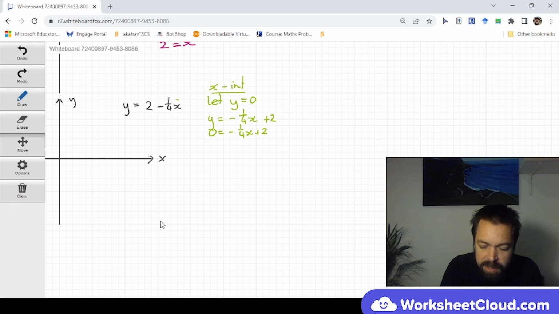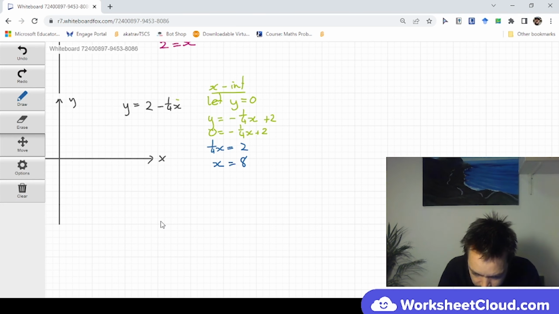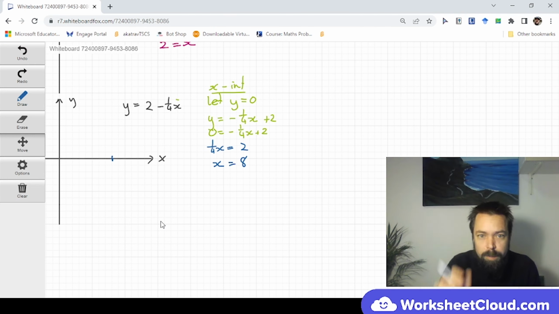I'm going to shift my x over to the other side because it's already a minus and I need it to be a plus. So when I shift it across, it becomes a quarter x equals 2. I need to multiply this by 4 to get it to be a whole x. So x, and if I do it to the left, I do it to the right, equals 8. Right, so my x, that's 5, 6, 7, 8, is going to cross over there.